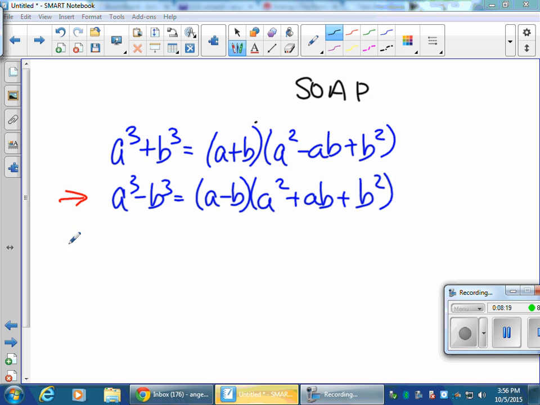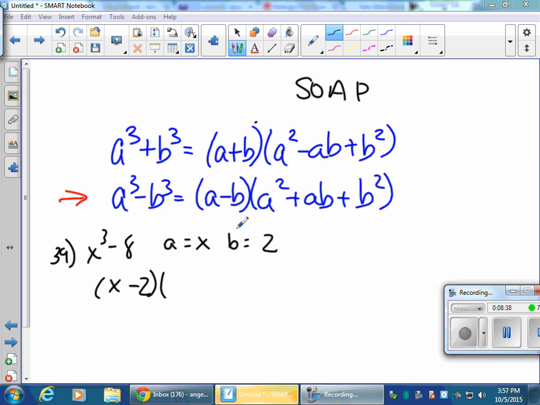So if we look at 39, it's x cubed minus 8. And if we're doing x cubed minus 8, this is going to be the second case. It's got a minus. So my a will be x, and my b will be 2, because 2 cubed is 8. So it factors to x minus 2 times a squared, so that's going to be x squared, plus a times b, x times 2 is 2x, plus b squared, 2 squared is 4, and that's how 39 factors.